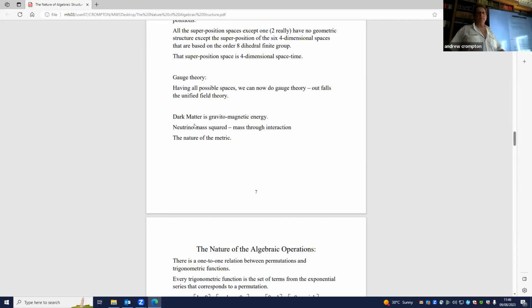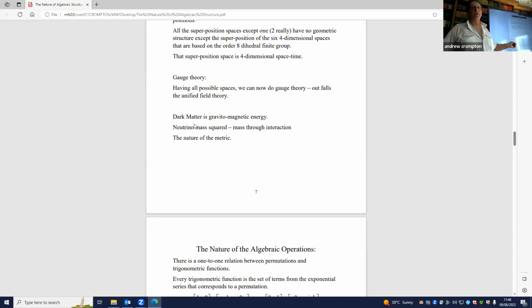You get right-handed four-dimensional space-time, left-handed four-dimensional space-time. We are sitting in a superposition of two four-dimensional space-times, the left-handed one and the right-handed one, and each is a superposition of these three gauge spaces that come out of the order 8 dihedral group four-dimensional representation. And it's unique. There is no other finite group that has a superposition space that has geometric structure. They all have distance functions that have no room for a geometric structure. For example, the three-dimensional spaces, if you add up all the distance functions, you get distance cubed equals a cubed.